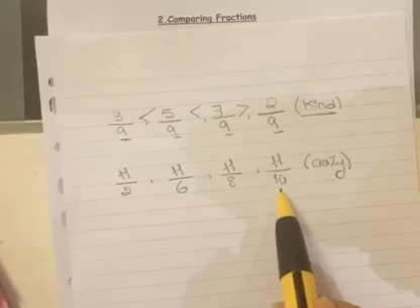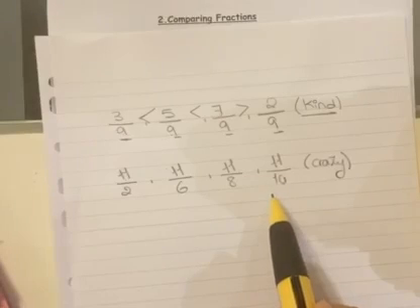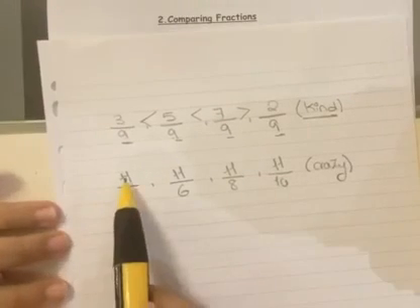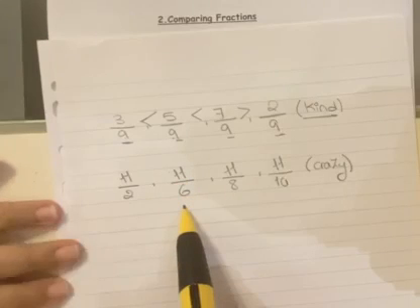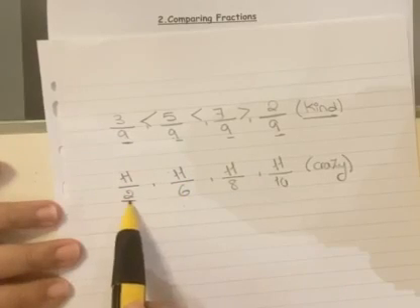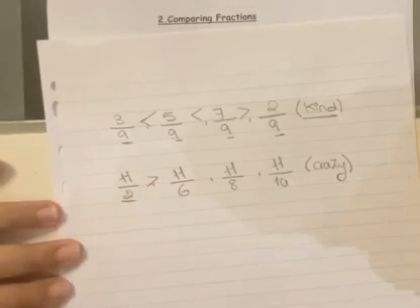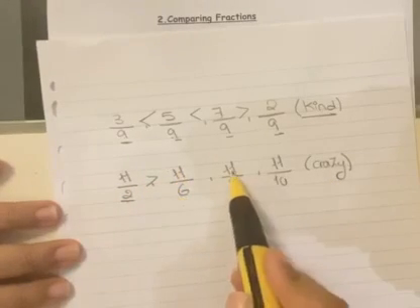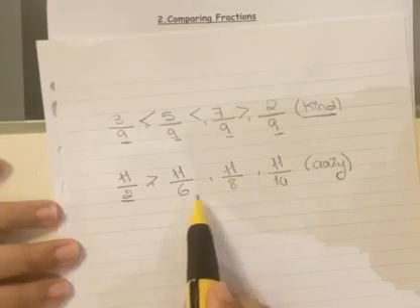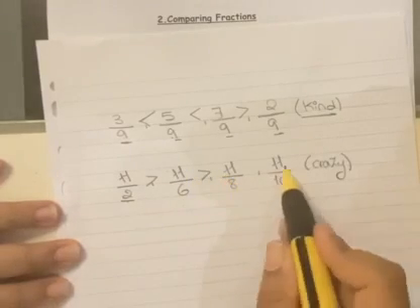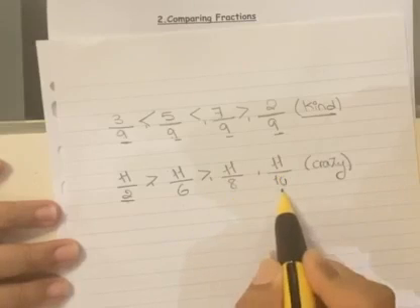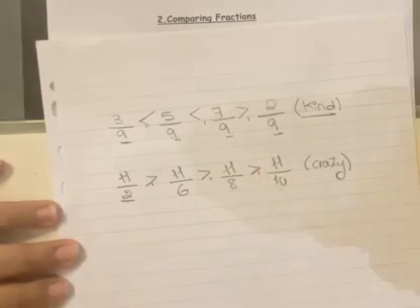The small number is the bigger and the bigger number is the smaller. Like what? 11 over 2 and 11 over 6. Here I'm comparing. This is the small number, so it's the bigger. Because it's crazy. Here, 11 over 6 and 11 over 8. 6 is smaller than 8, so it's the big. 11 over 8 and 11 over 10. 8 is smaller than 10, so it's the bigger.